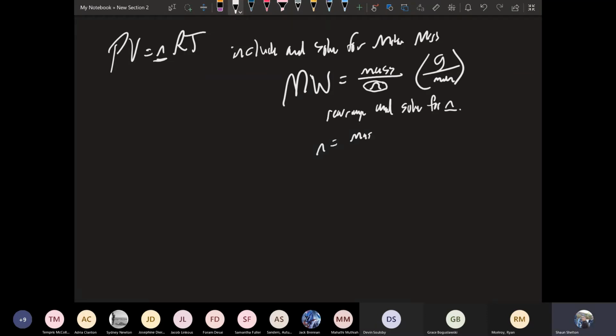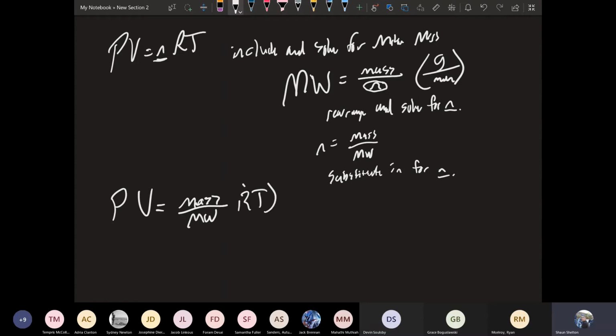So doing that, we just crisscross. So you have n is equal to mass divided by the molar mass. So now that we have our relationship for n, we're going to substitute it back into the ideal gas law. So now what we have here is PV is equal to mass divided by the molar mass, times RT. And I'm just going to put that in parentheses there.